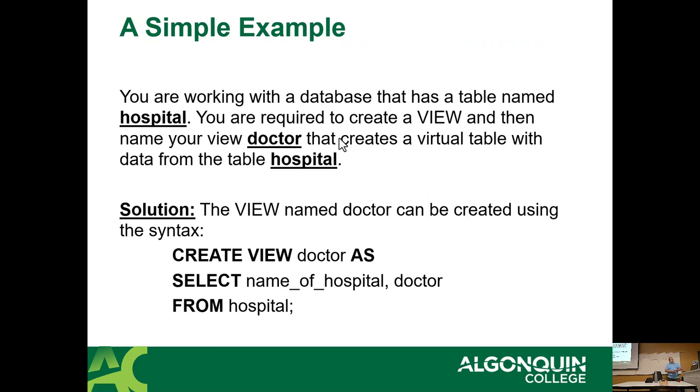So a quick example: there's a database that has a table called hospital. You want to create a view and you're going to call it doctor. It'll create a virtual table, essentially. The syntax would look as follows: create view doctor as select name, name of hospital, comma doctor from hospital. And that would just give you a view.